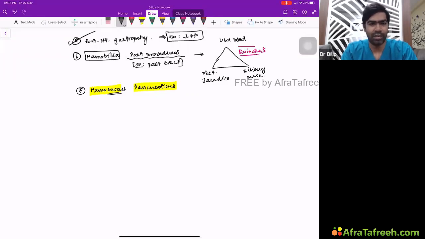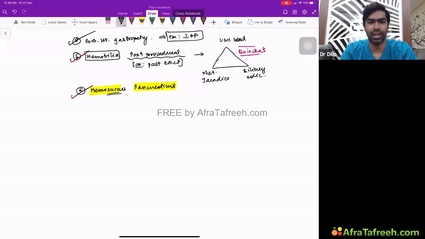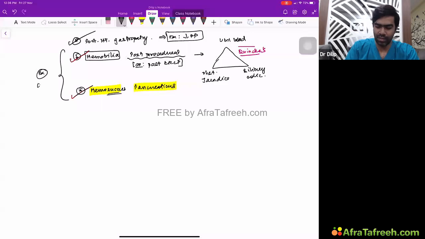Whenever there is bleeding from the ampulla, please understand, there are two sources. Either it could be hemobilia or it could be hemosuccus pancreaticus. So in an exam, if they say bleeding is coming from the ampulla and ask you the probable diagnosis, look at the prior history. If the patient has a biliary pathology and you have done an ERCP, very likely it is hemobilia. If the patient had a pancreatic pathology and an ERCP was done for that, then it's very likely a hemosuccus pancreaticus.